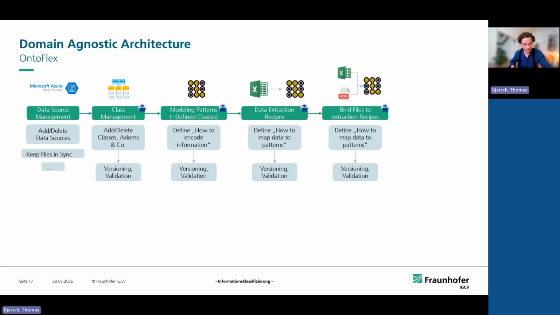If we have this, we come to the actual process of stating, okay, this recipe, so this advice how to extract info, or first extract then map information from a raw file to a pattern.